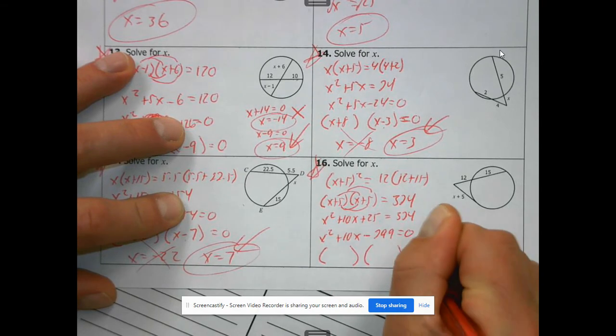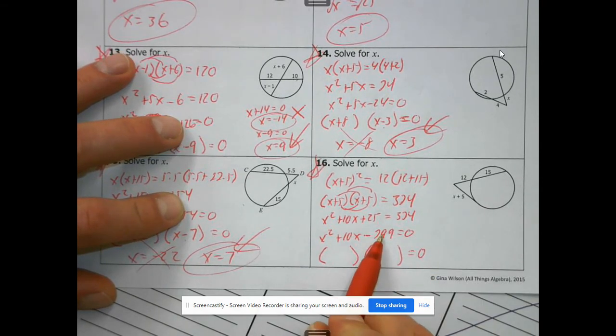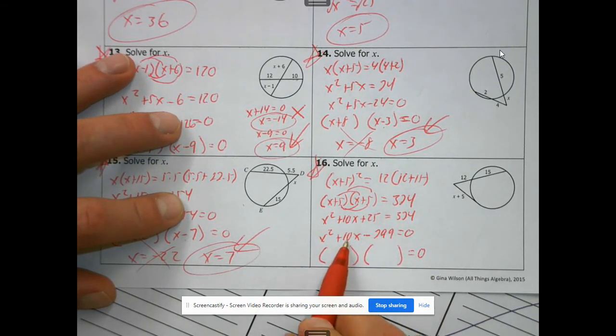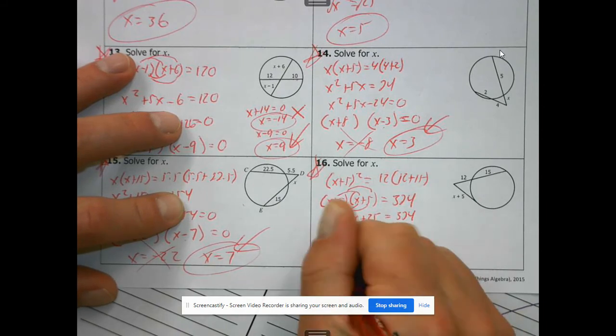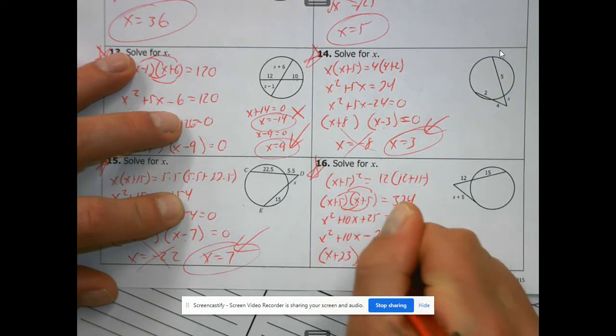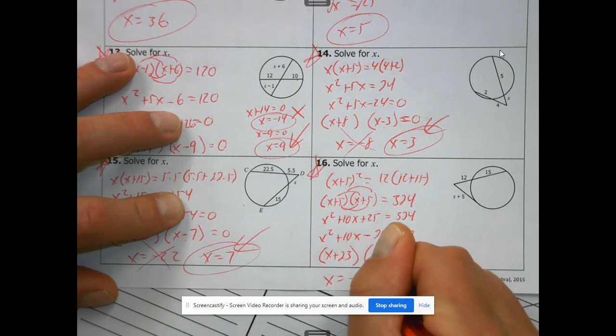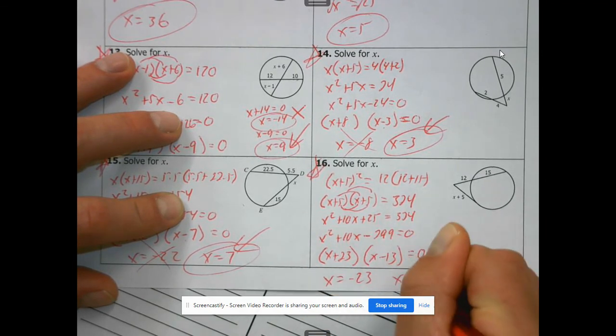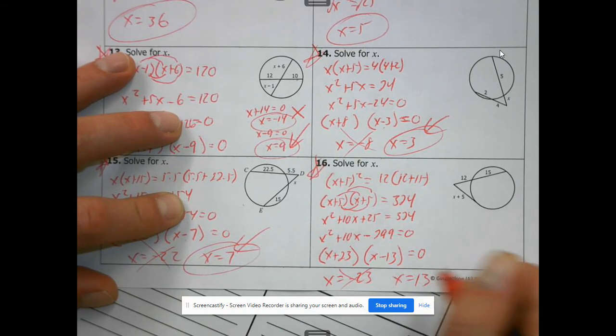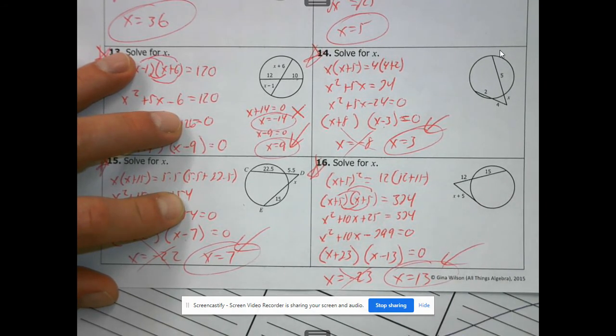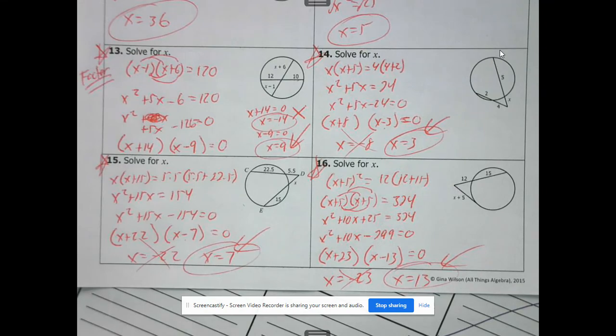Factor. Multiply to give me negative 299. If I add them up, I get 10x. The answers are positive 23 and a negative 13. X equals negative 23. X equals 13. Can't have negatives. 13 is your solution. That is it for segment lengths.